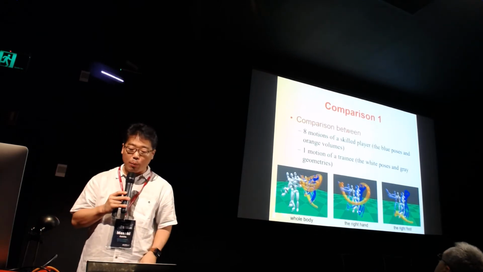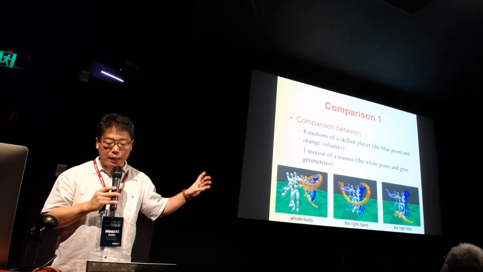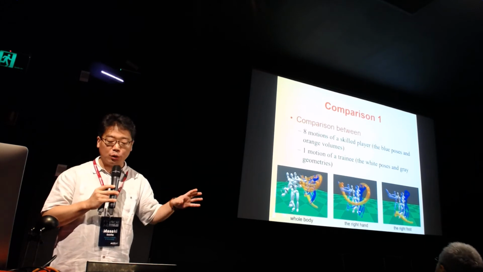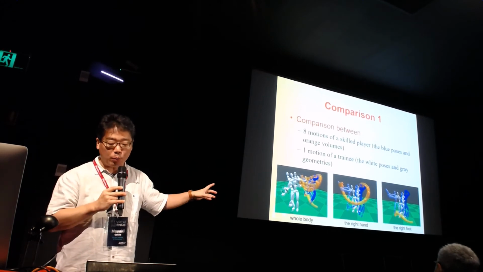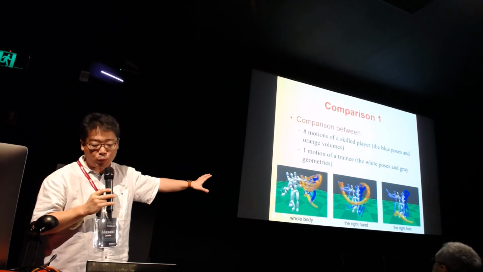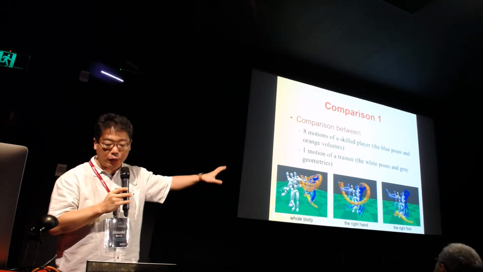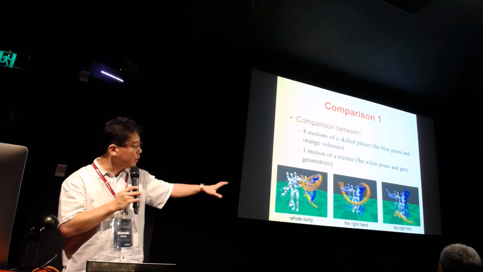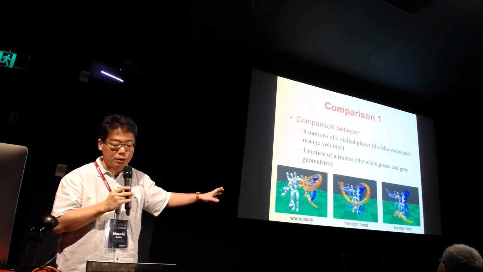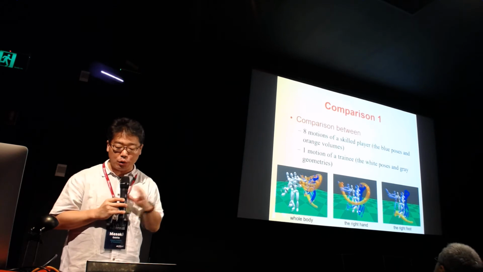This is the result of a comparison between the motion volumes of the skilled player, the blue bodies and the orange volumes in these images, and the motion volume of one motion of a trainee, the white bodies and the gray geometries. On the left image, two manifolds of whole body are placed in different positions in parallel, and on the other two images, they are placed in the same position, and the motion volumes of selected body parts are visualized for better comparison. So we can see some differences between two motion manifolds.